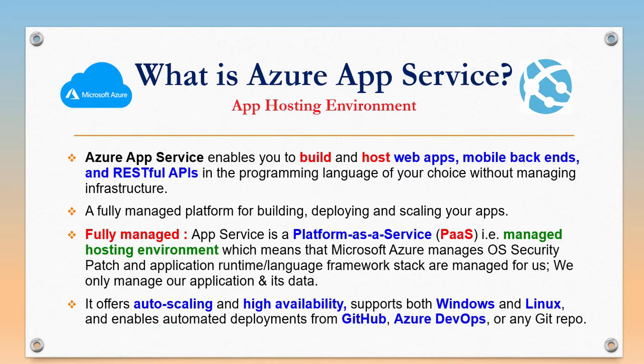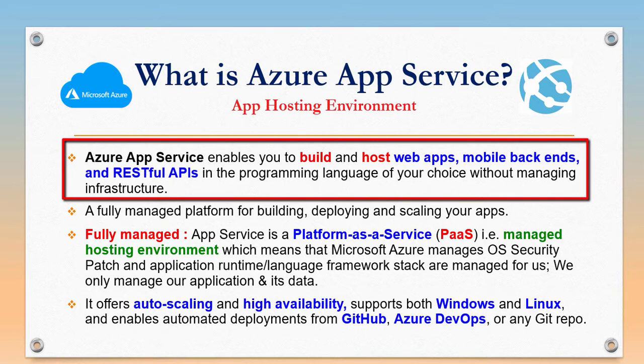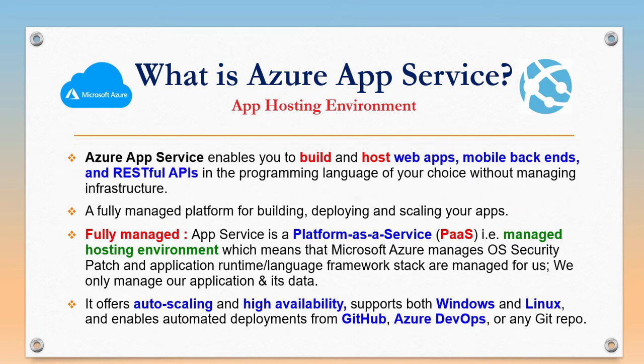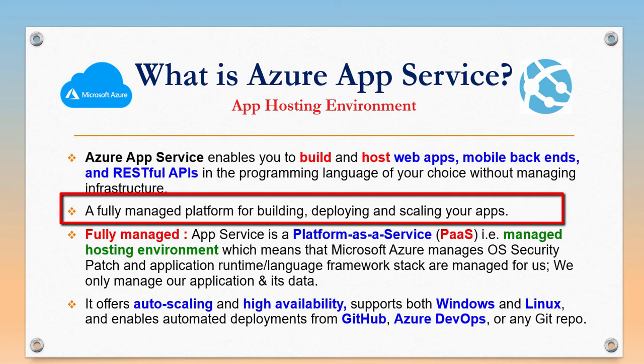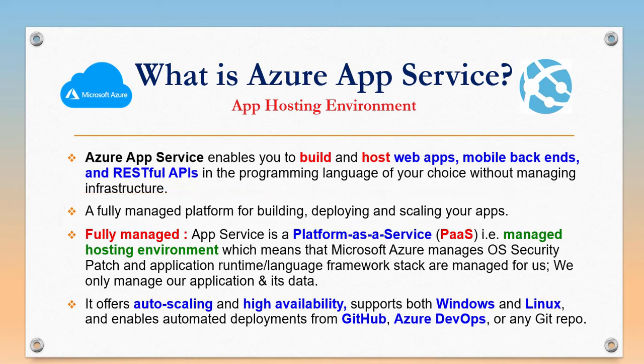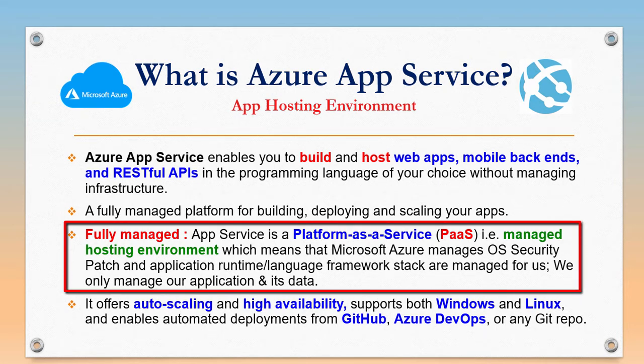First, we need to understand what is Azure App Service. Azure App Service enables us to build and host web application, mobile backends, RESTful APIs in the programming language of our choice without managing any infrastructure. Because Azure App Service is a fully managed platform for building, deploying and scaling of our applications. Azure App Service is fully managed because it's a platform as a service. That is a managed hosting environment.